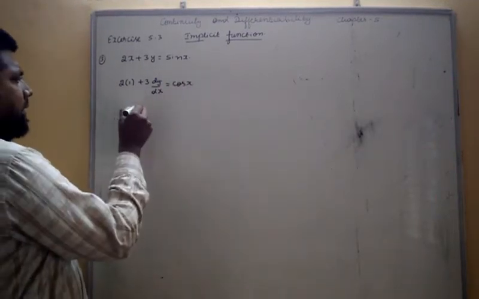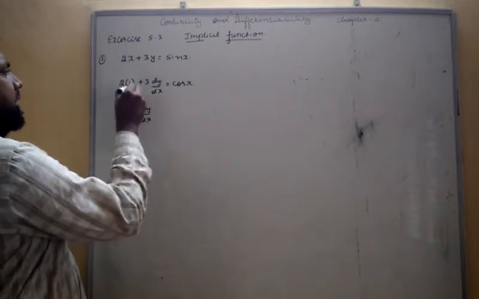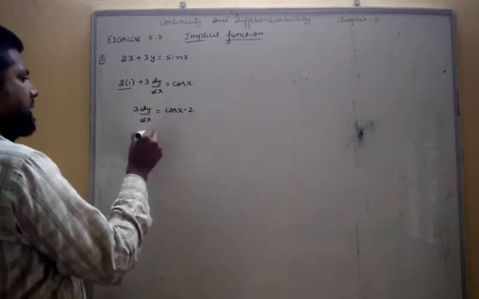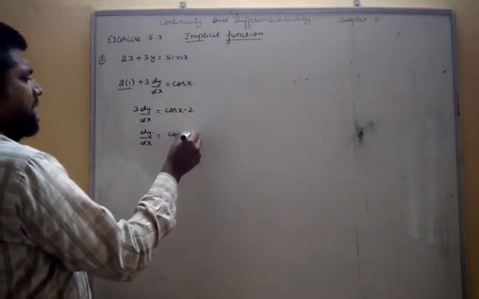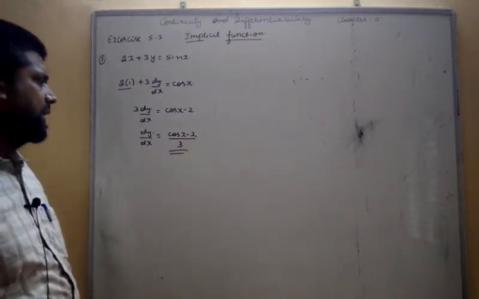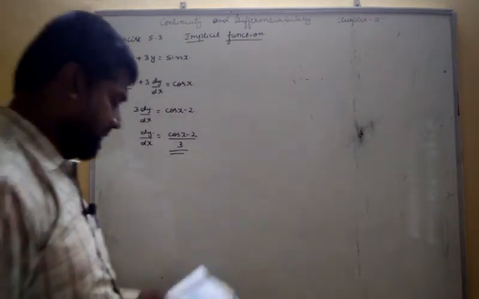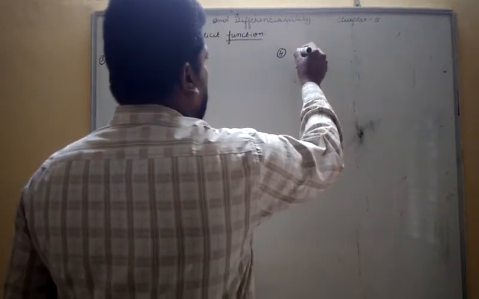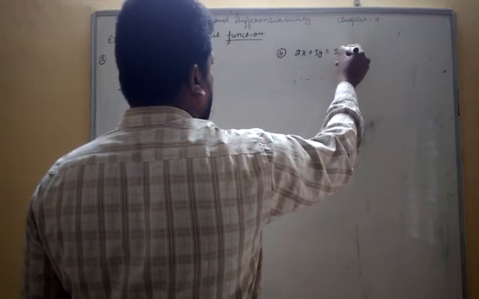Then 3 and dy by dx you keep on the left side. So send this 2 to the right side, cos x minus 2. Then send the 3 to the denominator, dy by dx is cos x minus 2 by 3. So this is the answer. Let us take the next problem, the fourth problem. What is the problem here? 2x plus 3y is equal to sin y.